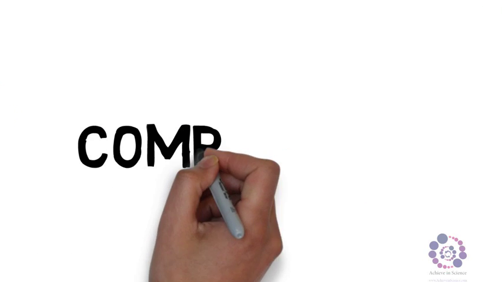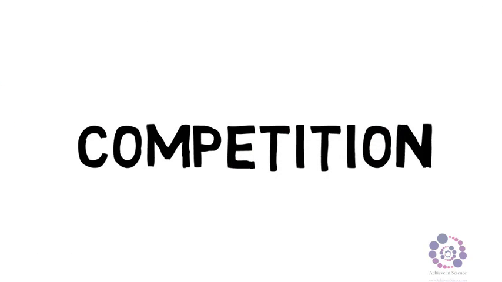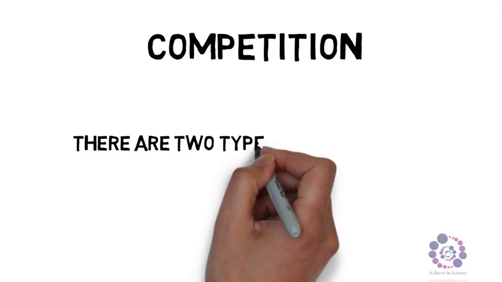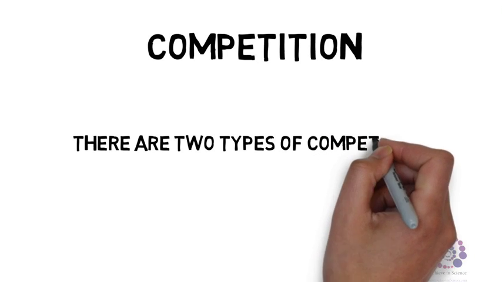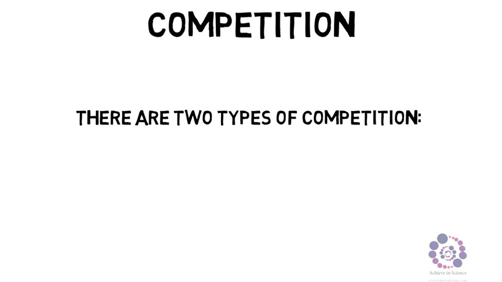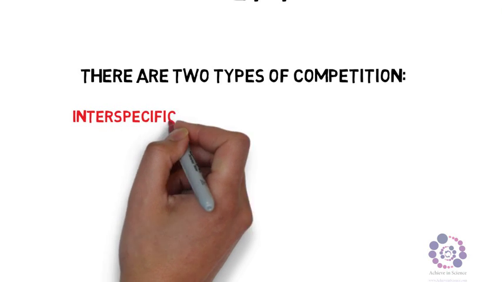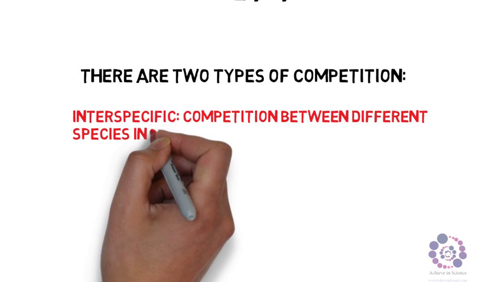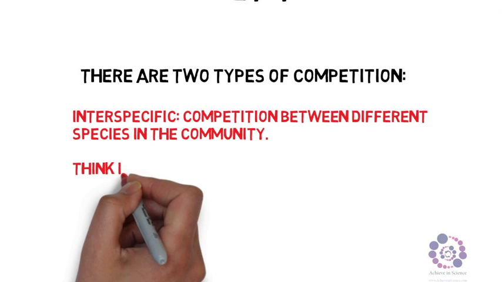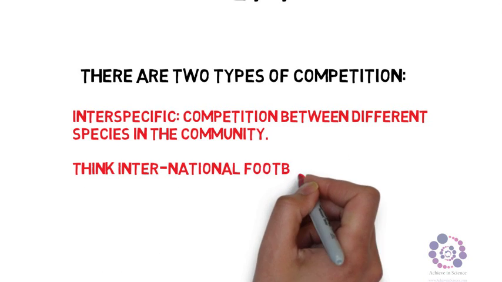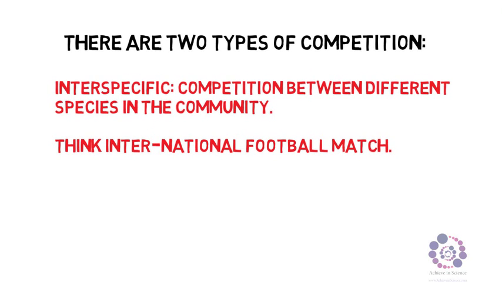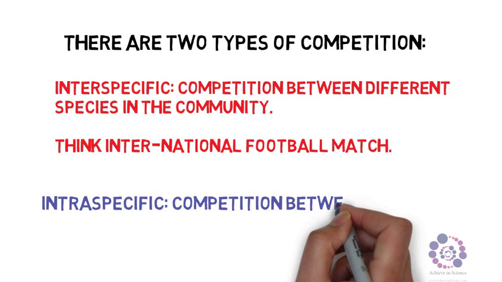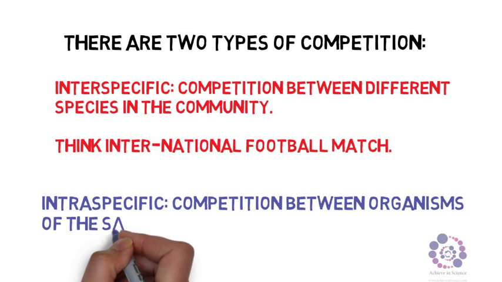Let's look at competition in a bit more detail then. Well, there are two types of competition to be aware of. First of all, we've got inter-specific. This is the competition between different species in the community. So to help you remember this, think about an international football match. This is between different countries. So inter-specific is between different species. In contrast, we've got intra-specific. This is competition between organisms of the same species.